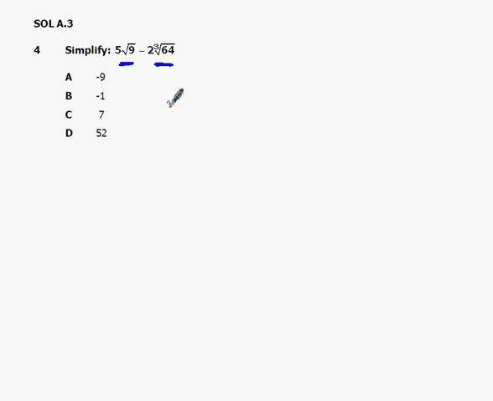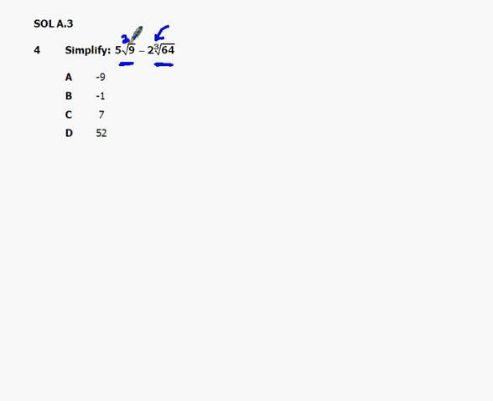The first thing you want to look at is if the number underneath the radical sign is the same. 9 and 64 obviously are not the same number. And we also need to look at the index, okay? The index is the number outside the radical sign. In this case, it's 3, meaning the cube root. On this side, if there's no number, it's understood to be a 2. So let me just go ahead and put a little 2 there.